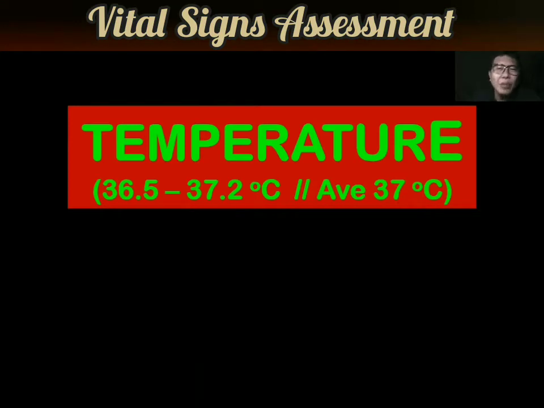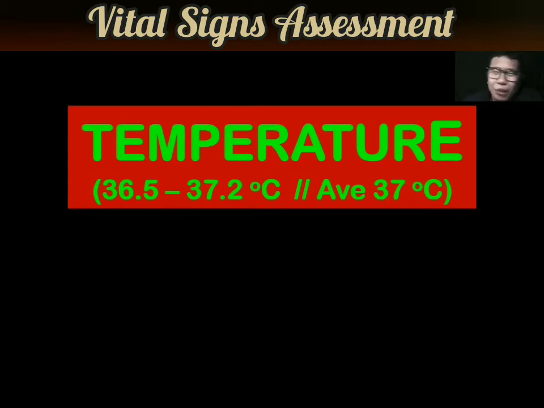Lastly here, we have temperature. In the Philippines, we are mostly using degrees Celsius as the unit of our temperature. In other countries, they're using degrees Fahrenheit. So that is F. For your consumption, you can just look at the internet for conversion to Fahrenheit. This Celsius is also called degrees centigrade. So 36.5 to 37.2 degrees Celsius is normal, but the average normal is 37 degrees Celsius.